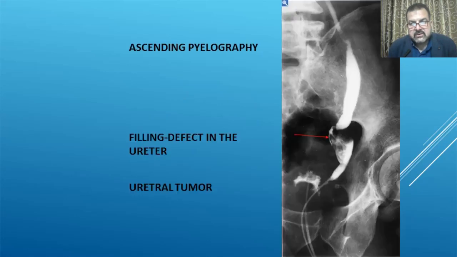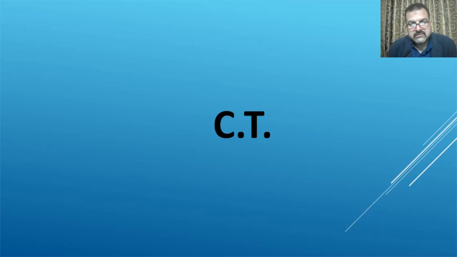Ascending pyelography or retrograde pyelogram. We are doing this by doing cystoscopy, inserting a ureteric catheter to the ureter, and also injecting diluted contrast material to the ureter. And in this case, you can find a filling defect in the left ureter, which can clearly be diagnosed.